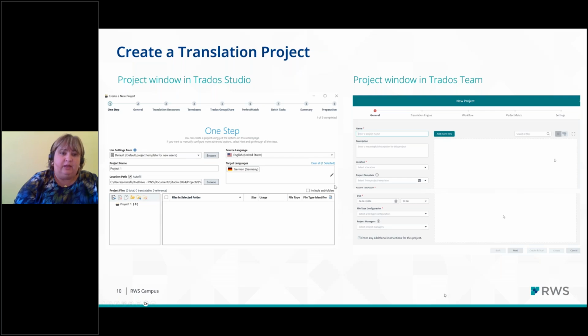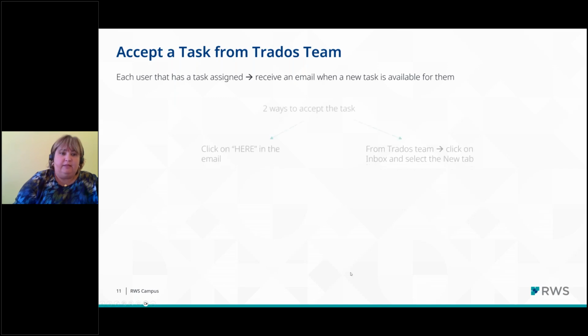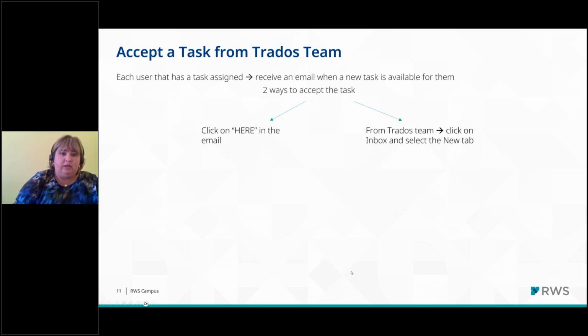After we create a translation project, you will see in the next slide how to accept a task from Trados Team. In Trados Team, all work goes through accepting a task. So when a project is created, you will receive an email that will inform you that a new task is available. This can be seen in the email or directly in Trados Team in the section Inbox.